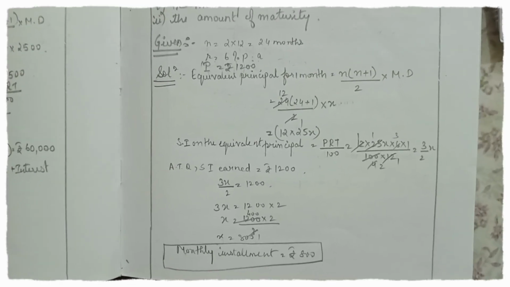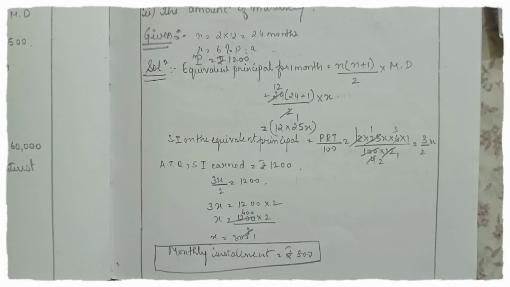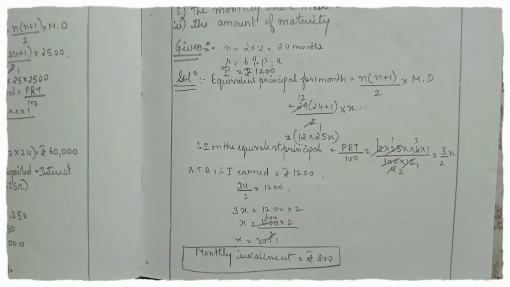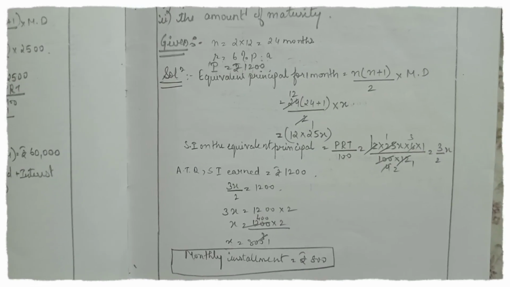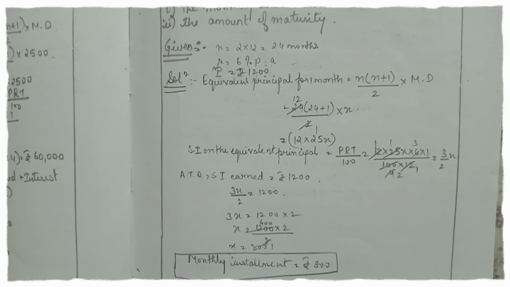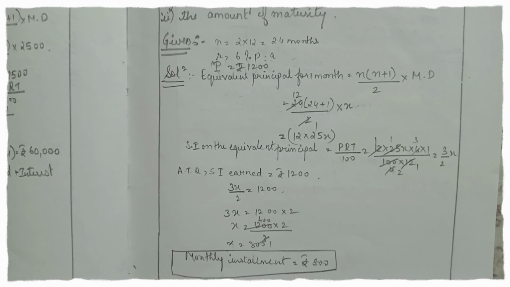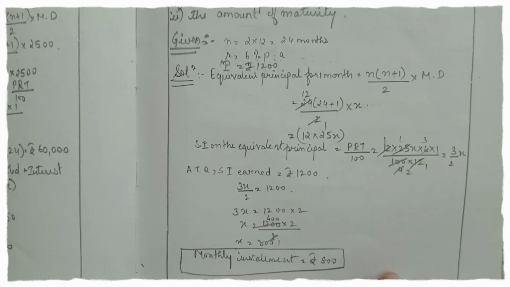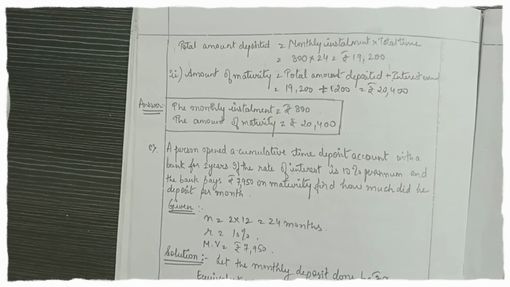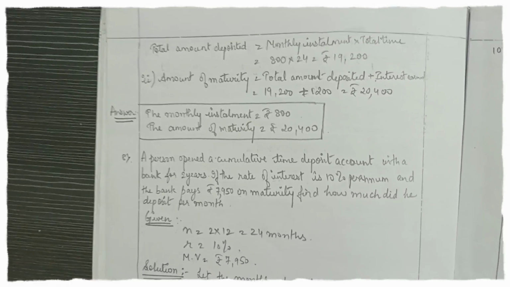Sum number 5 and 6 we have already stated. In a similar manner, we will be calculating the equivalent principal for 1 month. Then that will be substituted in the simple interest formula, that is P into R into T. Then according to the question given, the SI earned will be calculated by substituting the value, and then we'll be getting the monthly installment that is paid as rupees 800.